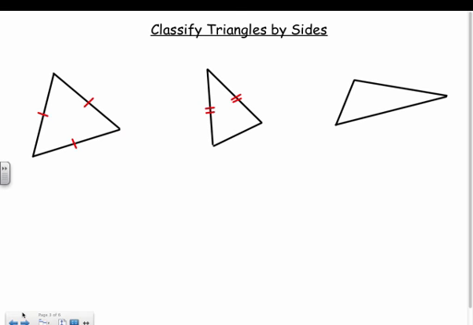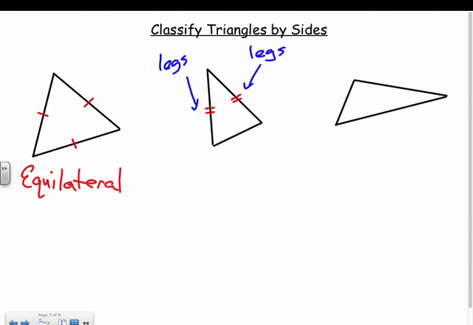We can also classify by the sides. I think this first one, most of you remember, when all sides are congruent or all sides are equal, we call it equilateral. All sides are the same. Looking at the second one, now I have 2 sides the same, hence the 2 marks here. We call these the legs. So when I have 2 legs that are the same with a base on the bottom, we call this isosceles. This is an isosceles triangle.